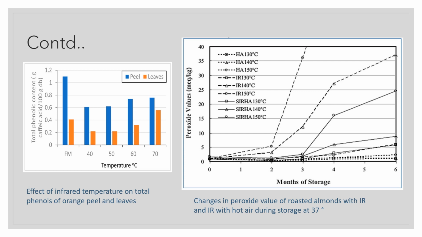So we can conclude that infrared radiation at 150 degrees Celsius gives higher peroxide value and higher oxidation rates, and this is because infrared penetrates almonds quickly and causes fat to move to the surface exposed to high temperature. Thus, it causes rapid oxidation. So the best conditions for roasting: when using hot air, the temperature should be 130 to 150 degrees Celsius, and when using infrared, the temperature should be 130 degrees Celsius. These temperatures increase the duration of storage to 4 to 5 months at 37 degrees Celsius.